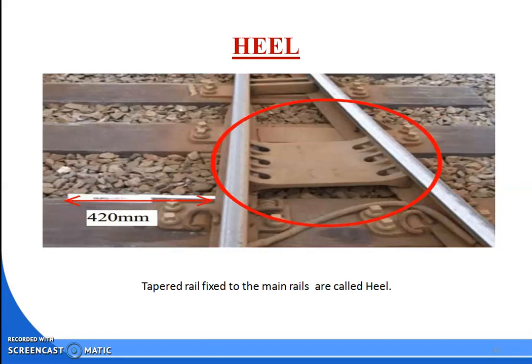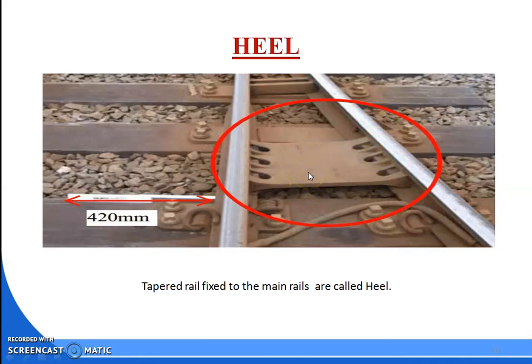Okay. So first of all, you should know what is heel. See here a picture. It is a picture of the heel, which is present here on a track. Okay. So the two rails are present here. The sleepers are provided, and here the ballast is also provided. So here the picture shows the heel portion.